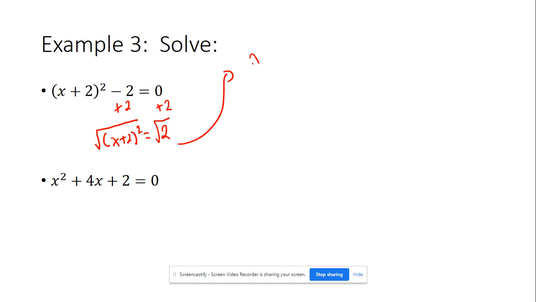So continue this over here. x plus 2 equals, now remember when we do this, we'll go plus or minus, so when we square root both sides of an equation, we have to put the plus or minus like this. Okay. So now, if I subtract 2 from both sides like this, I get x equals plus or minus root 2 minus 2.